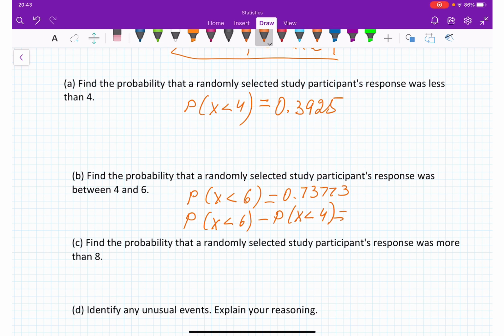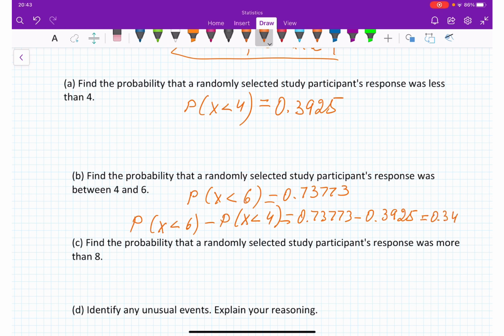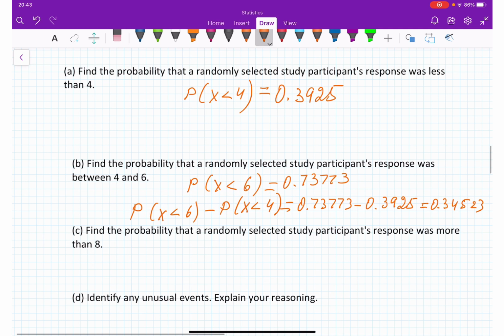Okay, so let's subtract 0.73773 minus 0.3925. I'm going to punch it on the calculator so it would be fast, otherwise I don't like to use it. And I'm getting 0.34523. Pay attention, it usually wants to round to 4 digits, which is going to be 0.3452.